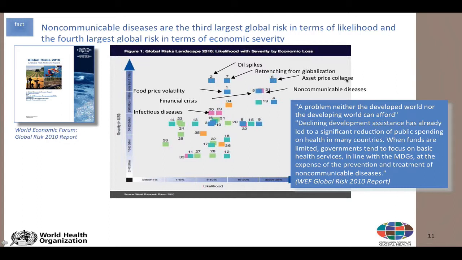And remember, this assessment was done in 2009 at the beginning of the global financial crisis. Another very powerful quote from this report was that NCDs are a problem neither the developed world nor the developing world can afford to ignore. What they meant.